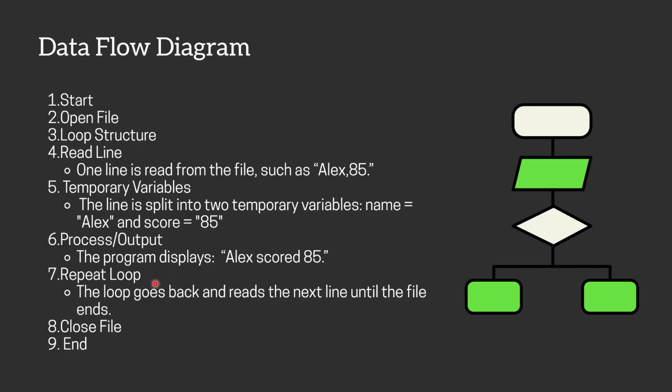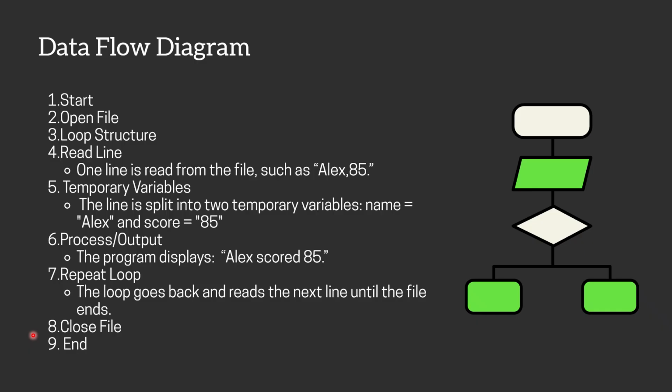Then you're going to show a repeat loop. And the loop is going to go back and read the next line until the file ends. And then you're going to have a closed file. This is where the data is processed and the file is closed. And then you'll have an end, and this is where the program finishes.